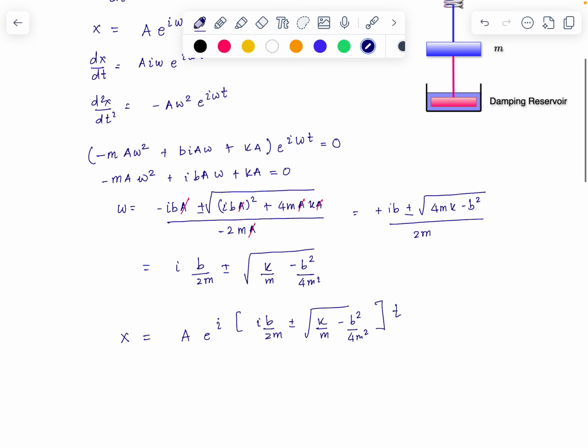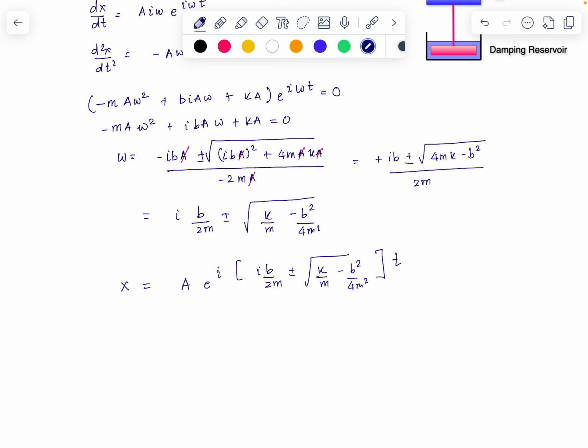So reducing this further, we get x equal to a times e to the power, now negative i times negative i is i square, and that's negative 1. So a times e to the power minus b divided by 2m times t, and e to the power plus or minus the square root of k over m minus b square divided by 4m square, times t. So that's what we get here.